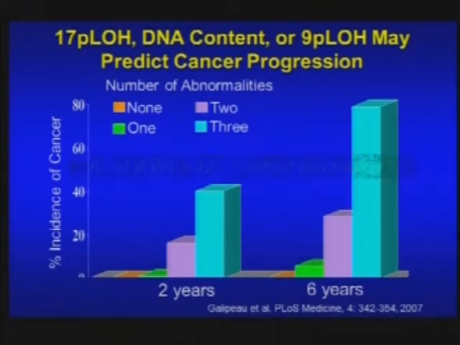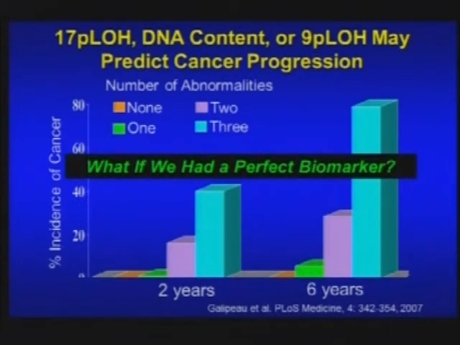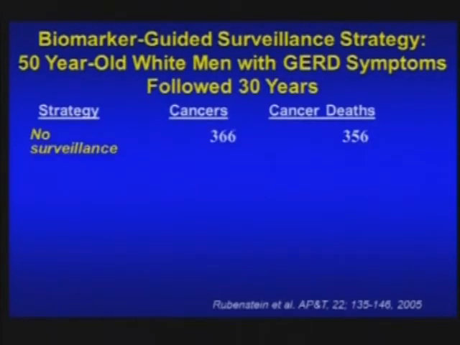But what if we did have a perfect biomarker? One that was 100% sensitive and 100% specific, which is what we're all trying to strive for, is this perfect biomarker. How effective would that biomarker actually be? Well, here's a Markov model that John Inadomi and Joel Rubenstein did in Washington, actually looking at the question. So what they did is they modeled a cohort of 10,000 50-year-old white men with GERD symptoms, and they followed them for 30 years.